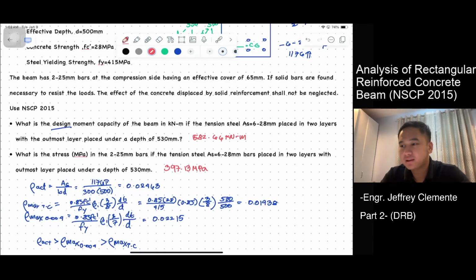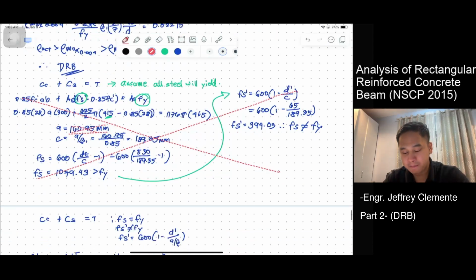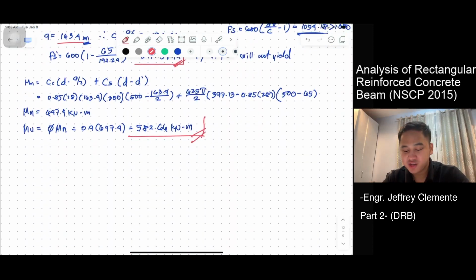So, tandaan, laging alamin mo lang kung doubly reinforced o singly. Then, you get for A or C. Diba? True what? C is equal to T. CC plus CS is equal to T. Yun lang naman. Then, after that, makuha mo na A saka C. Diba? Check mo kung nag-yield o hindi. Ganun, para ma-sure ka. Then, since alam mo na yung A saka C, makakasolve ka na ng MU or MN na moment, di ba? After getting the moment, you applied the reduction factor.